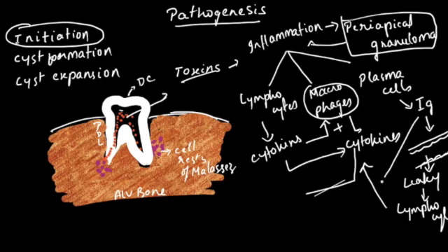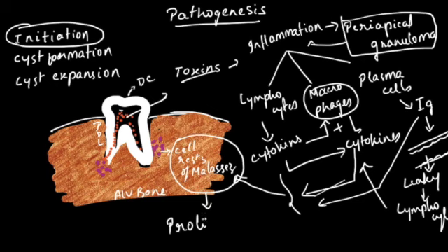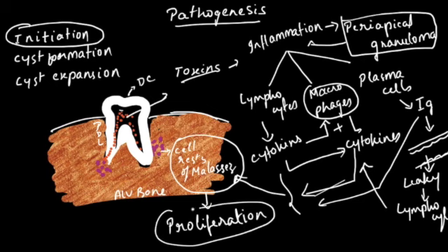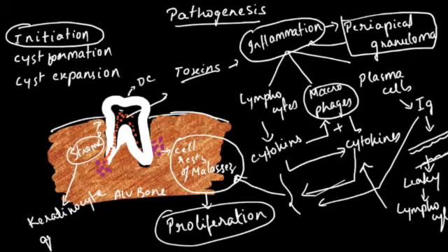All these cytokines, these immunoglobulins, etc., act on the cell rests of Malassez and bring about proliferation of these cells. Further, this inflammation acts on the stroma, and this stroma releases keratinocyte growth factor, which causes activation of cell rests. It acts on the cell rests of Malassez, bringing about proliferation of these cells too. So that's how we have a big mass of proliferating epithelial cells in this periapical region, or the lateral region of the tooth associated with a lateral canal.